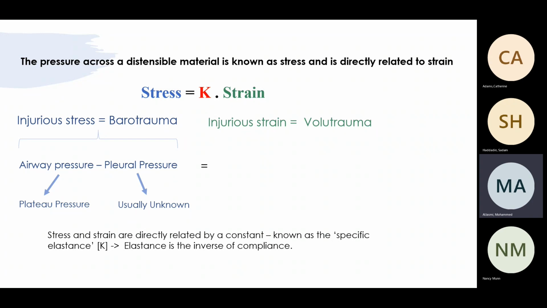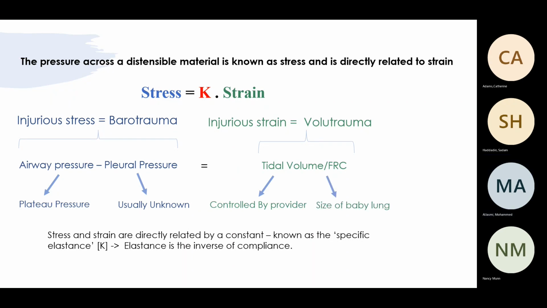All right. What about the strain? It is the tidal volume divided by the FRC. We know the tidal volume because they are the ones controlling the tidal volume, but unfortunately we don't know the FRC, which is where we go to the baby lung, how much the size of the lung left. Okay, so the relation is the constant, the K in here, is the elasticity.